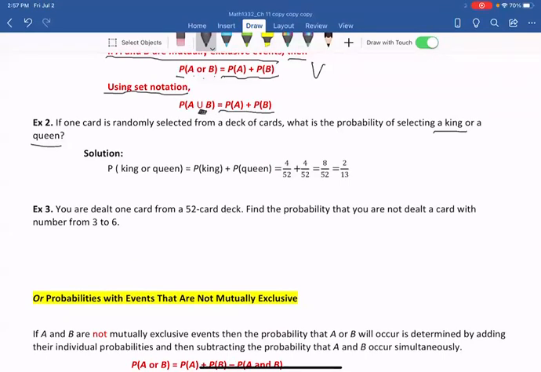Okay, let's solve this. The solution is shown here. P of king or queen equals P of king plus P of queen. Because there are 4 king cards over 52, this is the probability you are dealt a king, plus the probability that you are dealt a queen, which is 4 queens from the sample space of 52. Simplify this, you get 8 over 52, and that's 2 over 13. Let's move on.